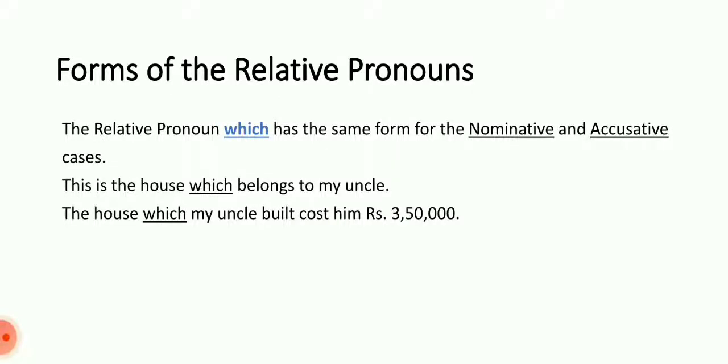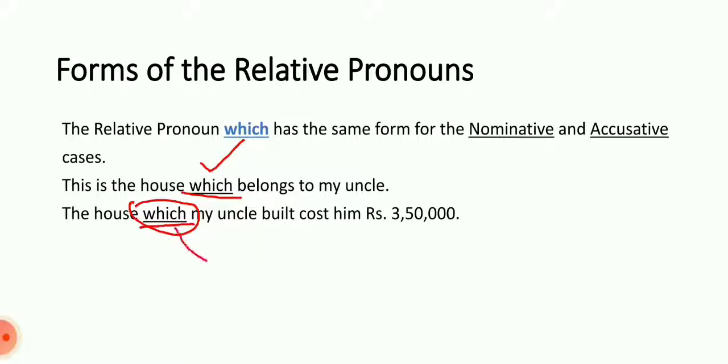Here we have the examples. This is the house which belongs to my uncle. Here which is used as a relative pronoun. The next is: the house which my uncle built cost him 3,50,000. Now we may say that in both of the sentences which is used in the nominative and accusative case.